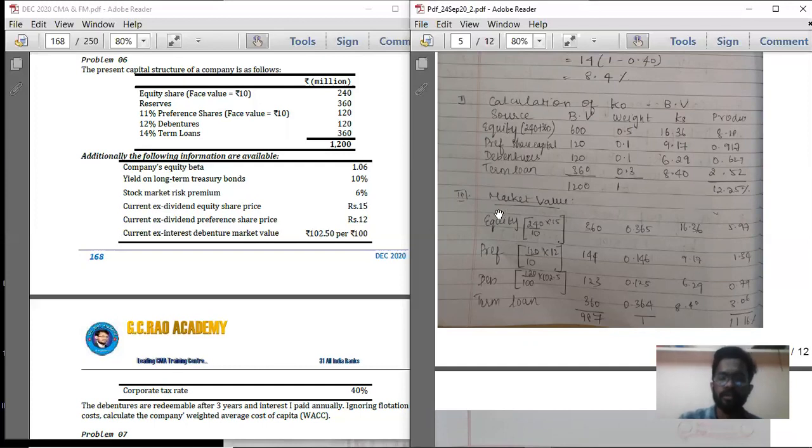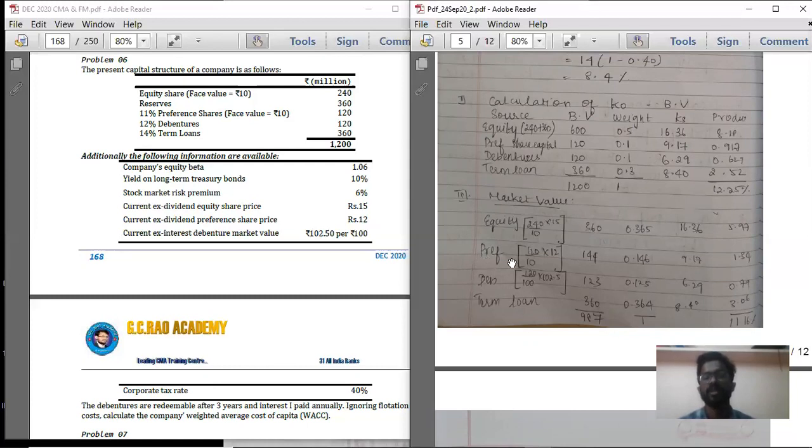So here, next to equity, open a bracket: 240 divided by 10 into 15. Because market value is 15, face value is 10. So 240 divided by 10 into 15. In respect of book value, record 360.